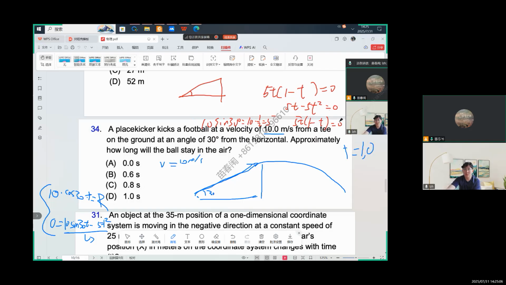And of course t is 0 also works, it's making sense, right? At 0, you're in here, of course your displacement is 0. So this is another projectile.